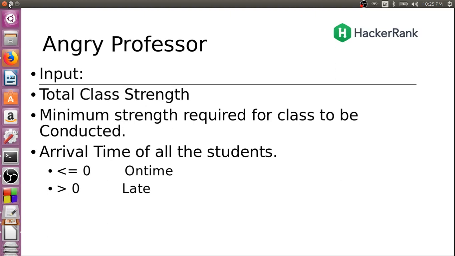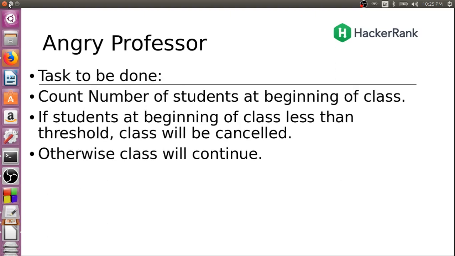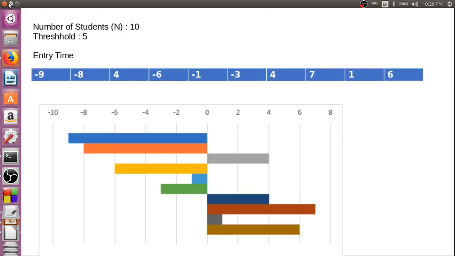I hope the input is quite clear, that we will be specifying the total class strength and what is the threshold required, which is also called the minimum number required for the class to be conducted, and the arrival time of all the students. Now what is to be done? We need to count the number of students at the beginning of the class. How many people are present at the beginning of the class? And what do you do? If students at the beginning of class is less than threshold, class is cancelled, otherwise class continues.